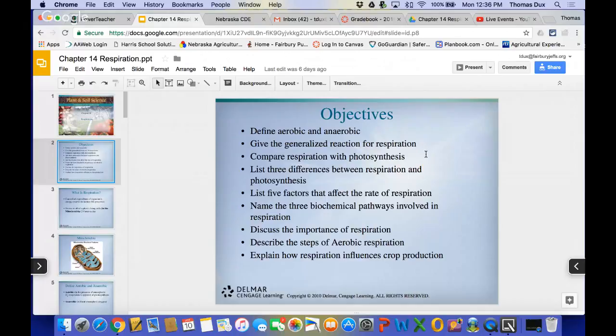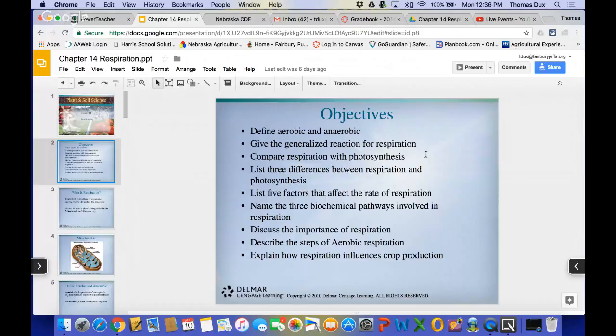So these are the objectives for the chapter. We're going to be able to define aerobic versus anaerobic, which should be pretty easy. You're going to give the generalized reaction for respiration. What are we getting at the end? Compare respiration with photosynthesis, because they are similar, just kind of backwards. List 3 differences between respiration and photosynthesis, and list 5 factors that affect the rate of respiration.